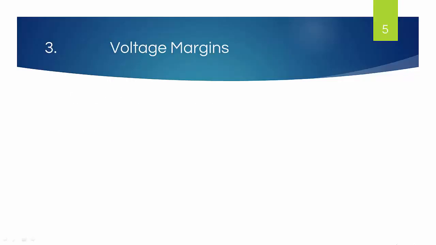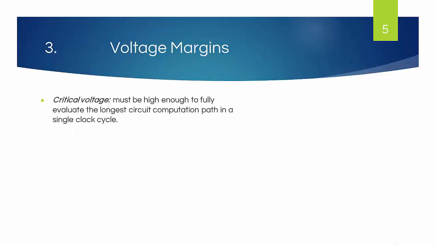system performance. Voltage margins. Now we are going to explain the margin factors that can affect the voltage required to operate a processor for a given frequency setting. Critical voltage. The voltage must be sufficiently high to fully evaluate the longest circuit computation path in a single clock cycle. To the critical voltage, they add the following voltage margins to ensure that all circuits operate correctly even in the worst case operating environment.